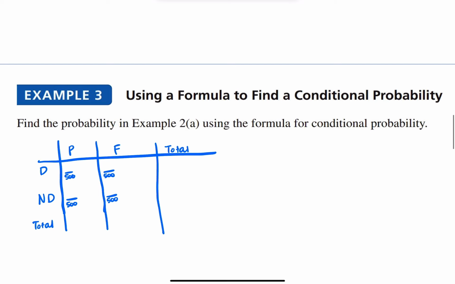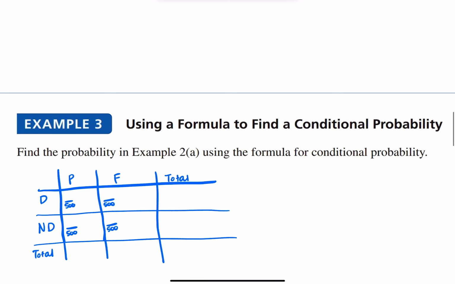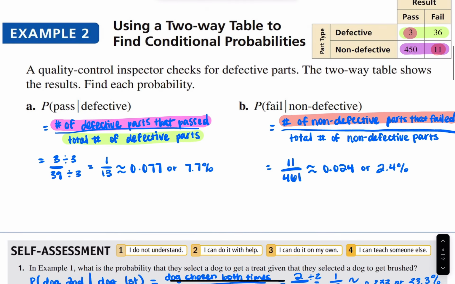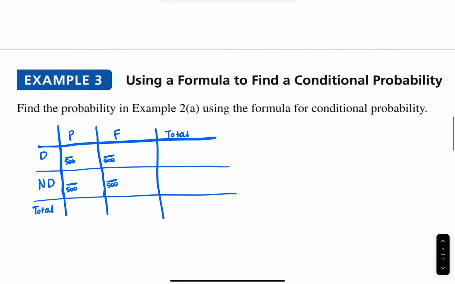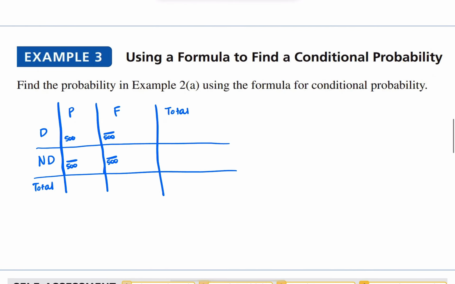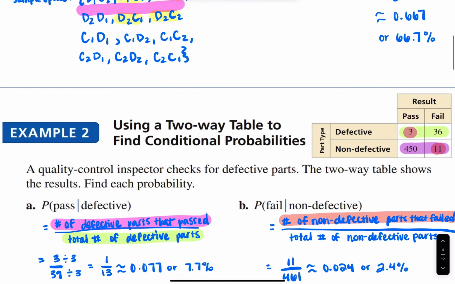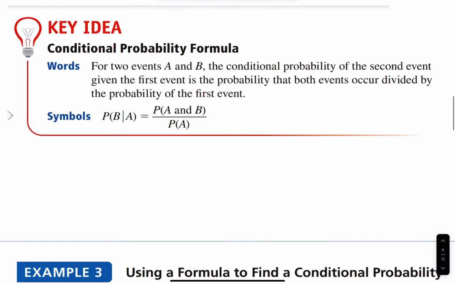Okay. So passing and defective, we've got 3, and then fail and defective is 36. Oh my goodness. 3, 36. Non-defective, we have 450 and 11.